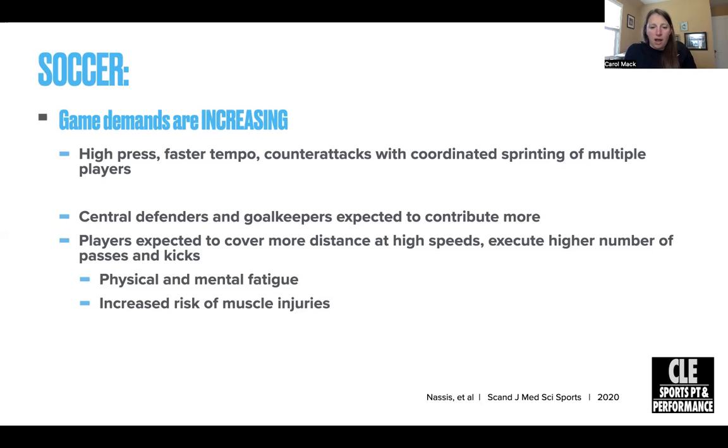There's also an increased risk of muscle injuries with this, because of the load it takes on the body. So the game demands are increasing in sports. We have to better prepare our athletes for them, just to make sure that they don't break down and they can handle these high demands. And I'm giving stats from English Premier League soccer, but there's a trickle down effect too. If the highest levels are getting better, the lower levels below it, because these are the people trying to get to the higher levels, are also going to be getting better.